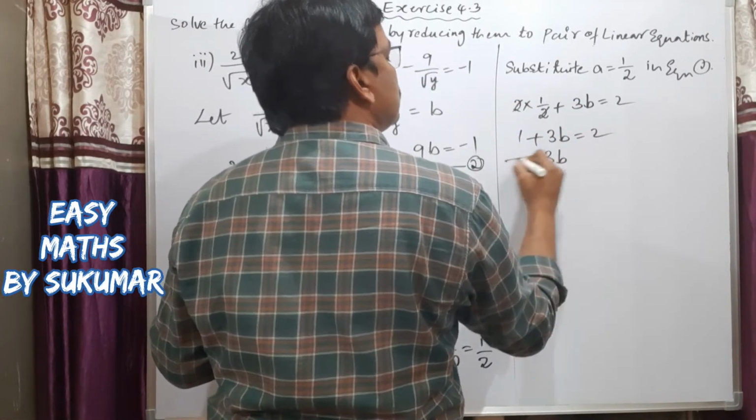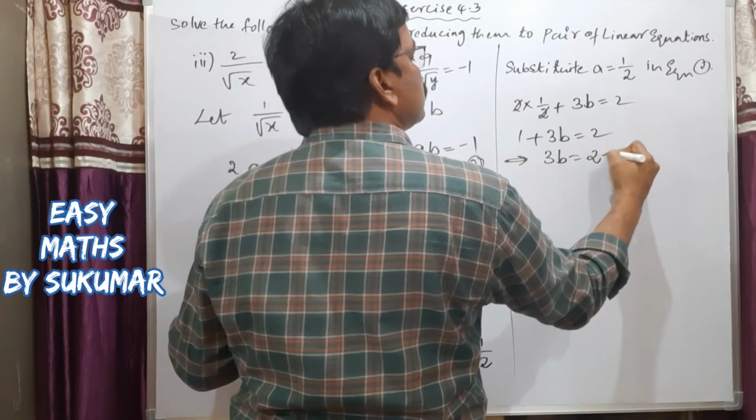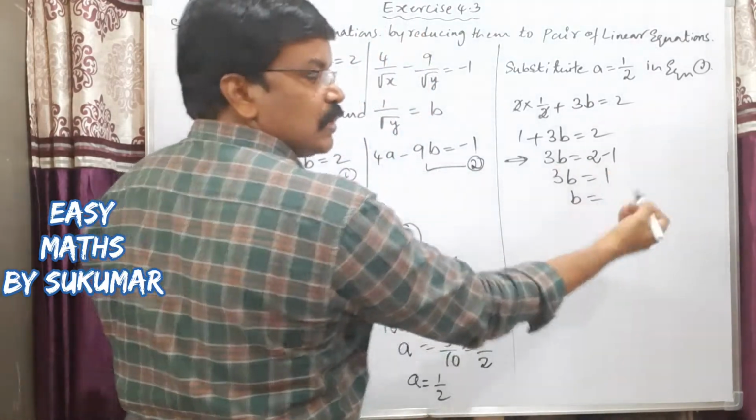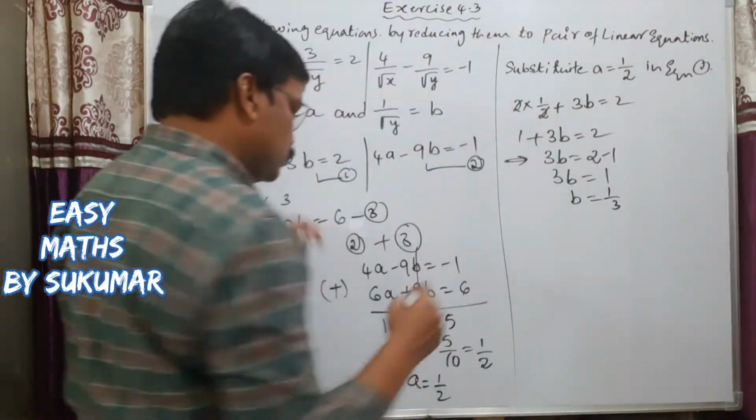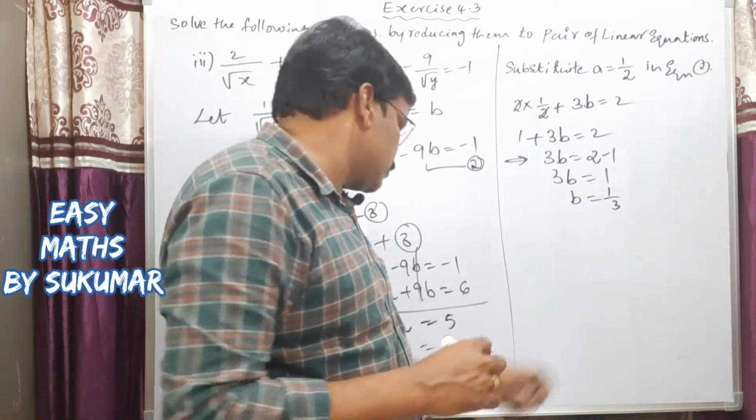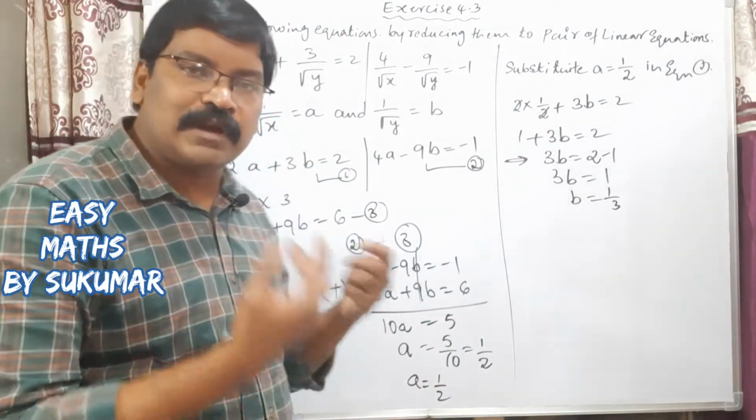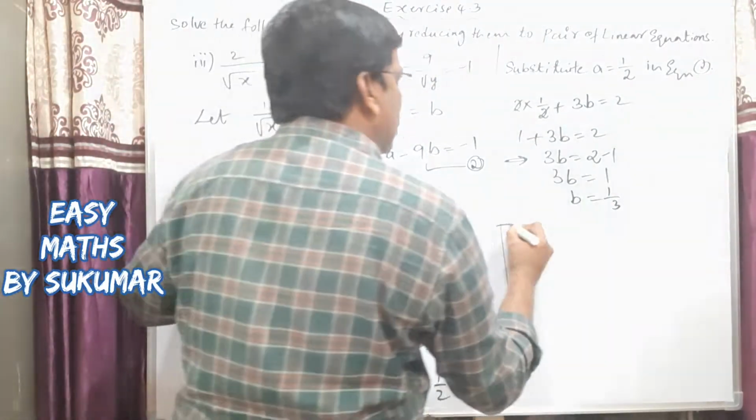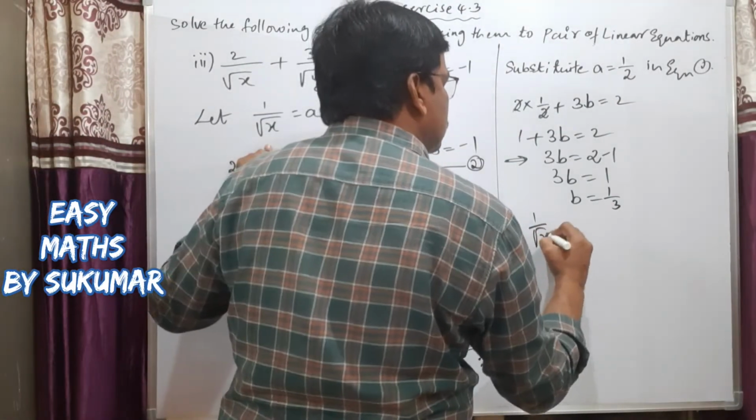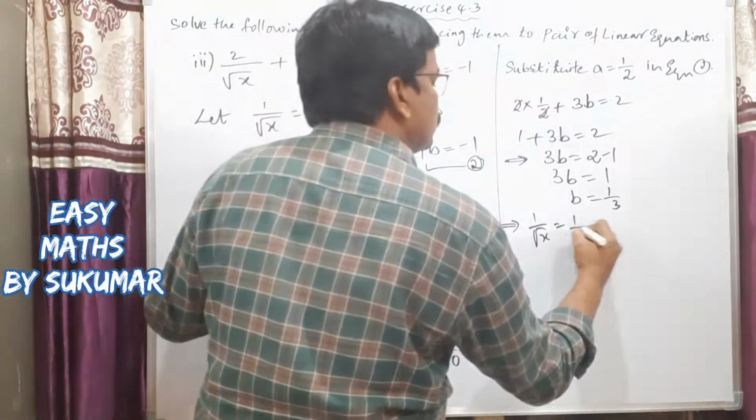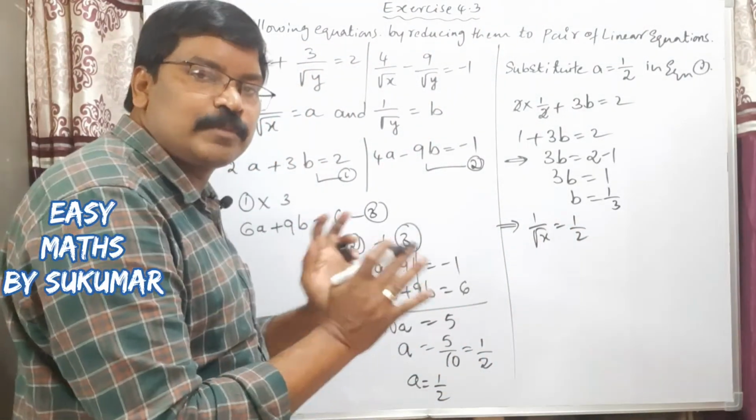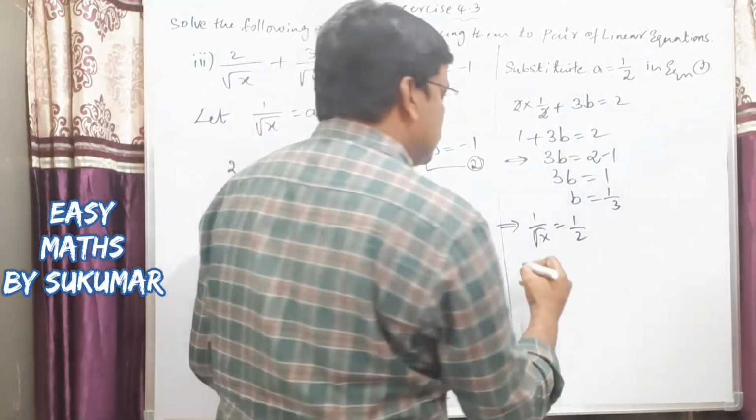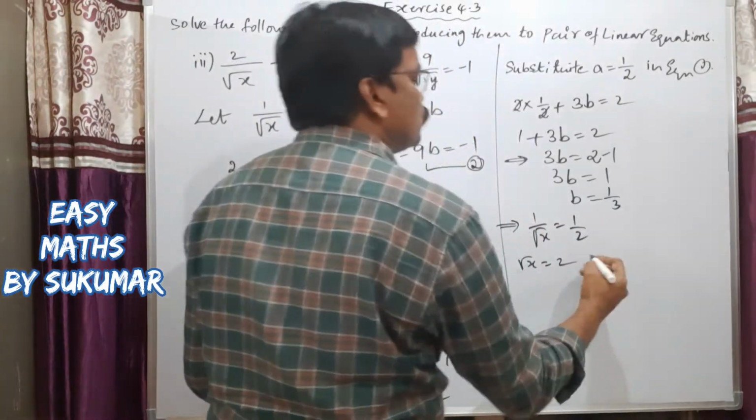So what is 3b, students? 3b is equal to 2 minus 1, so 3b is equal to 1. b is equal to what? 1 by 3. So a is equal to 1 by 2 and b is equal to 1 by 3. Actually, what is a? a means 1 by root x. So 1 by root x is equal to 1 by 2. Here the numerators are equal to 1 and these two fractions are equal, that means root x is equal to 2.